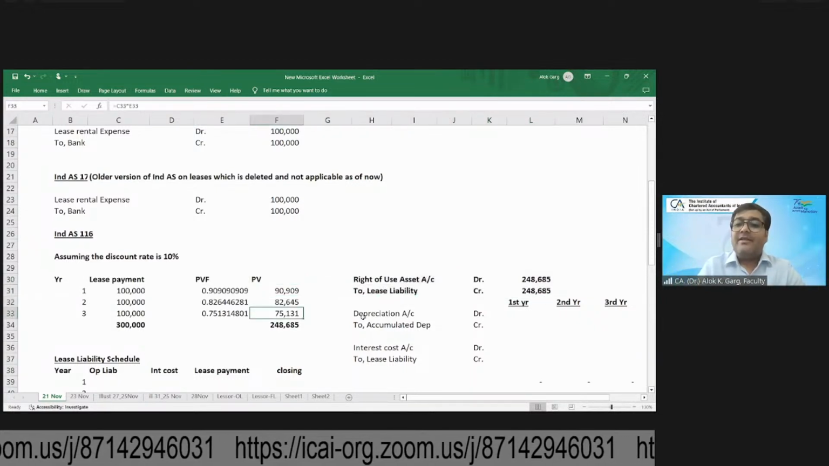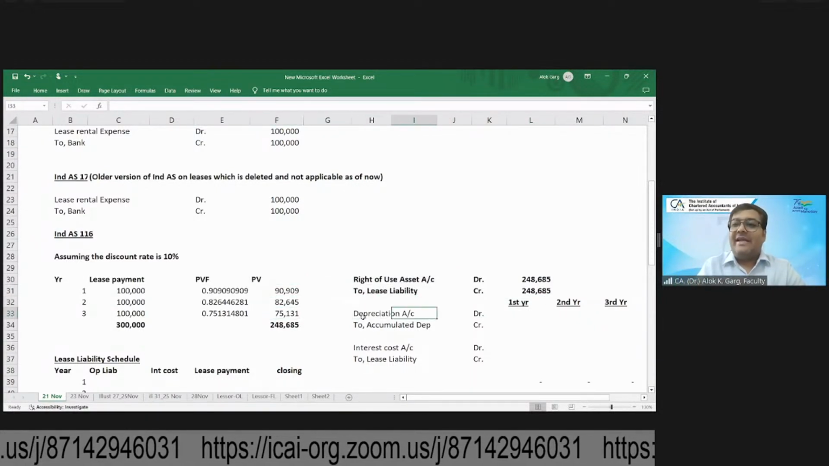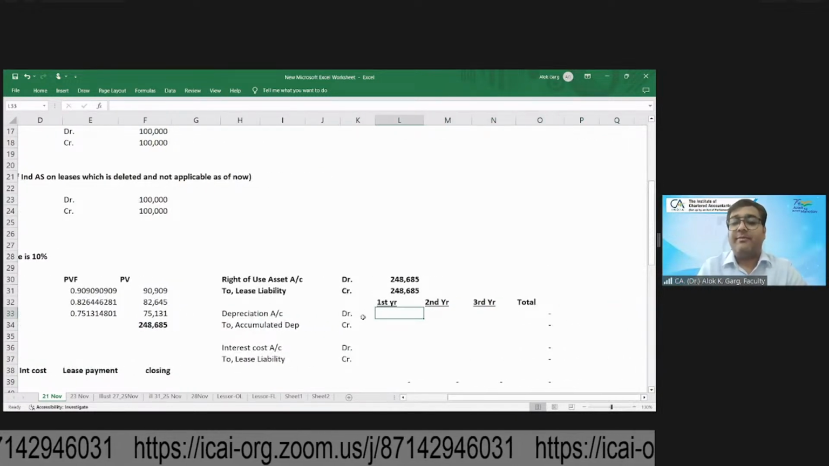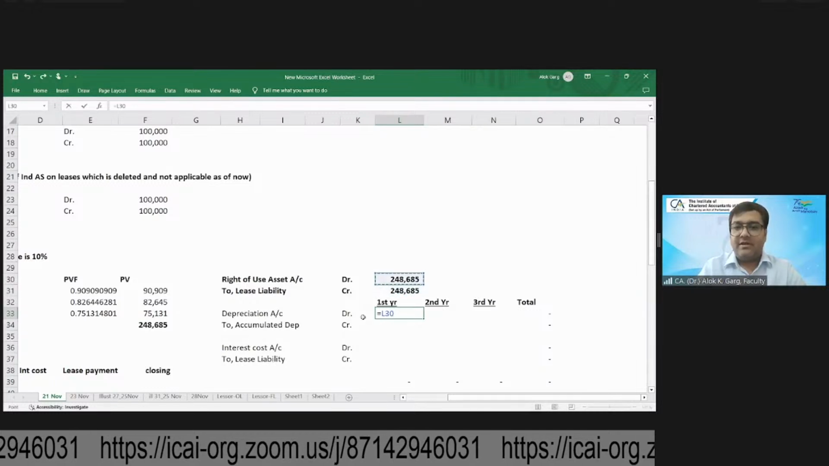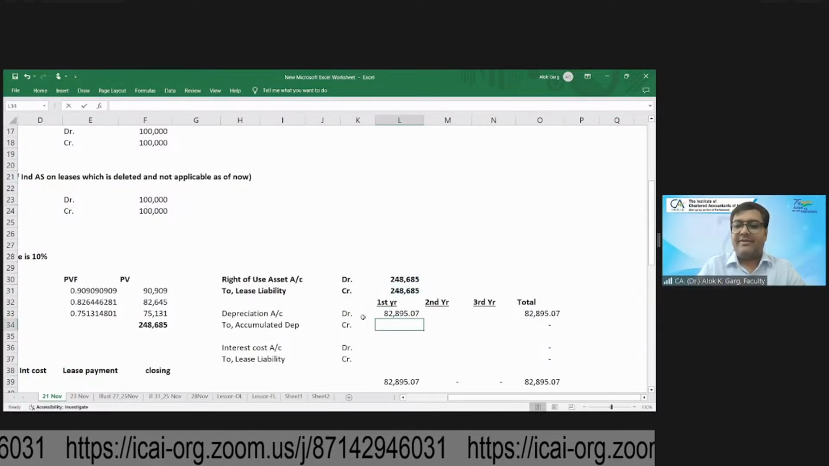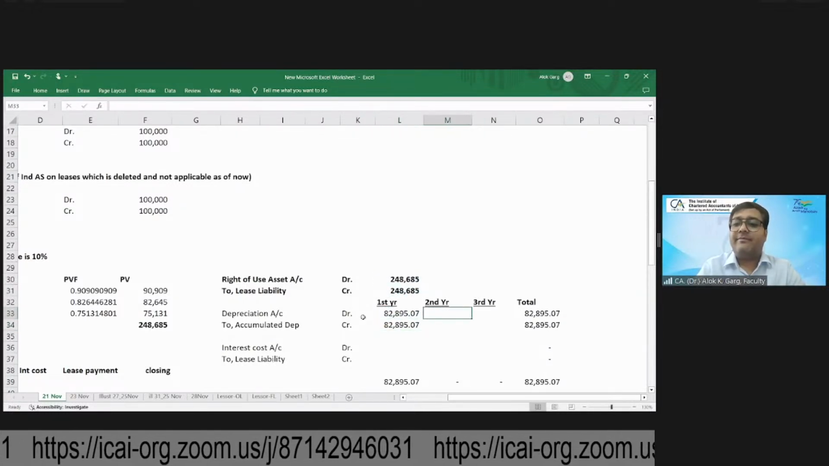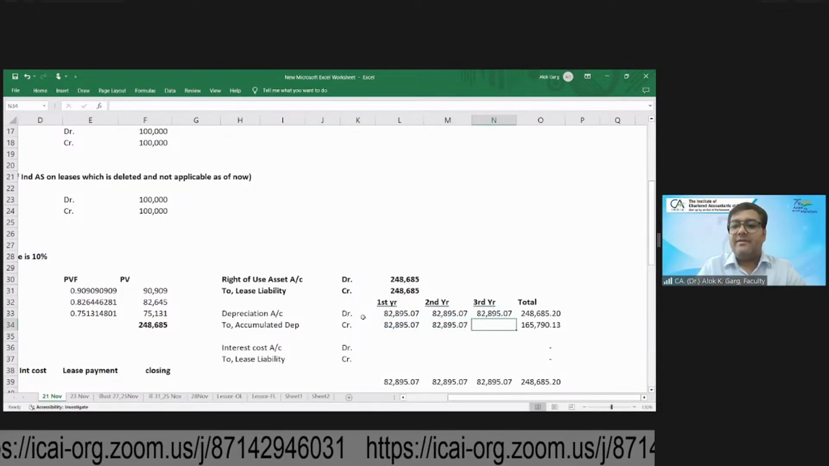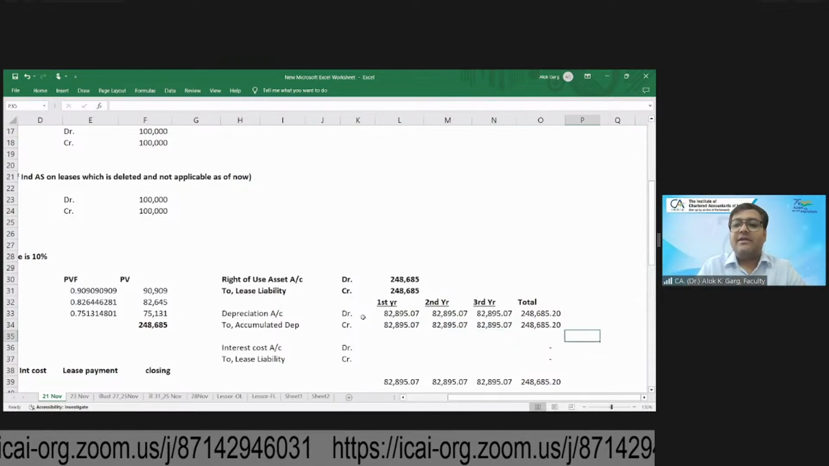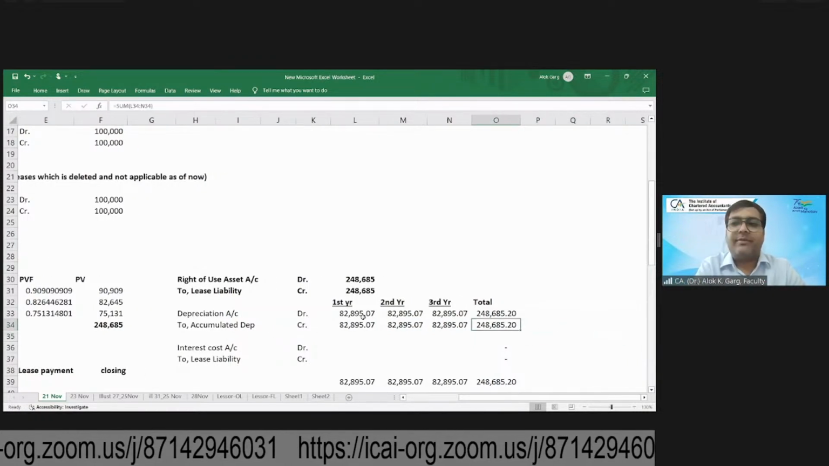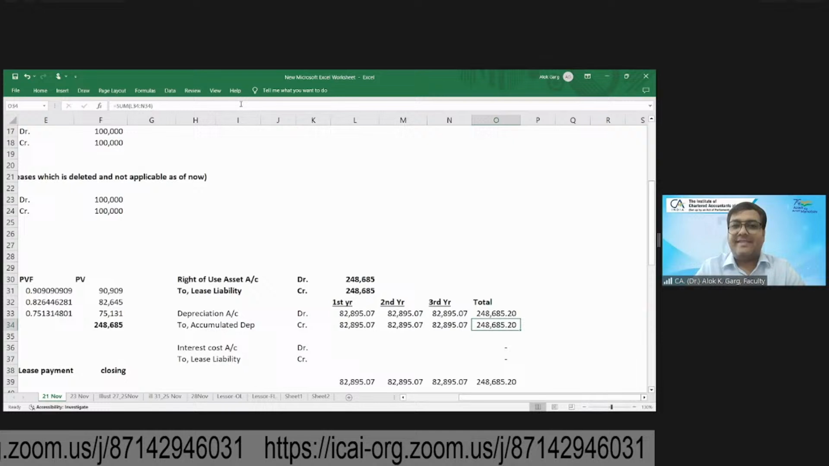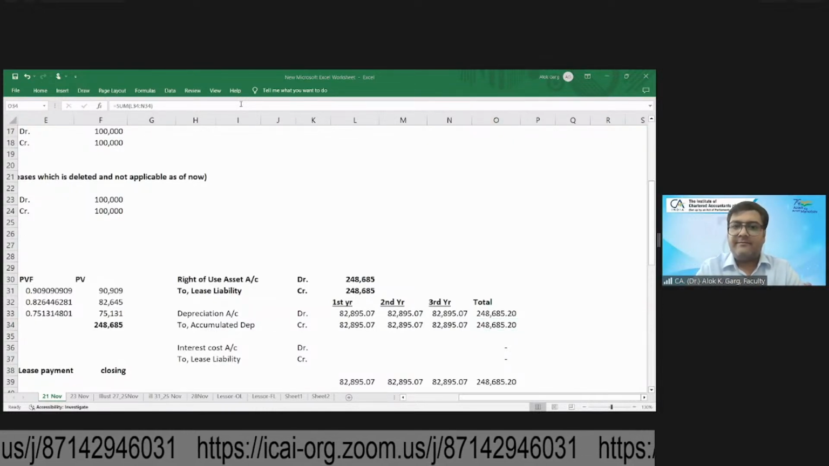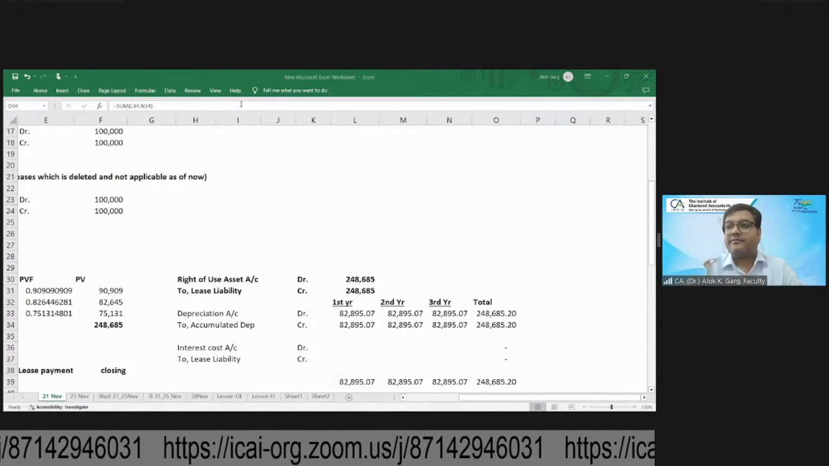So, friend, this right of use asset has to be depreciated over the period of the lease term. What is the accounting entry? Depreciation account debit to accumulated depreciation. Divide by 3. Second year, same entry. It has to be straight line method. Third year, same entry. And you can see at the end of 3 years, the total balance in accumulated depreciation will stand at 248,685. And this is how your right of use asset will be finished. Okay. Is that clear?